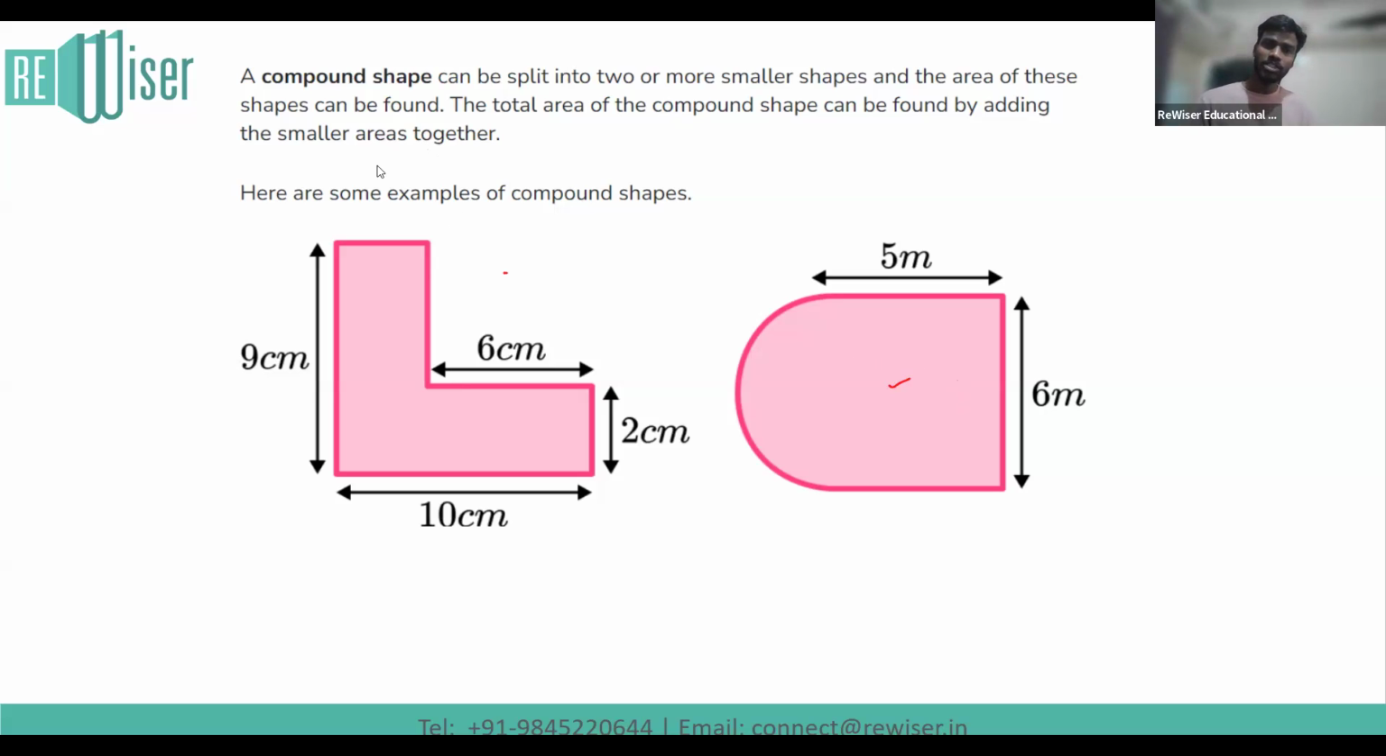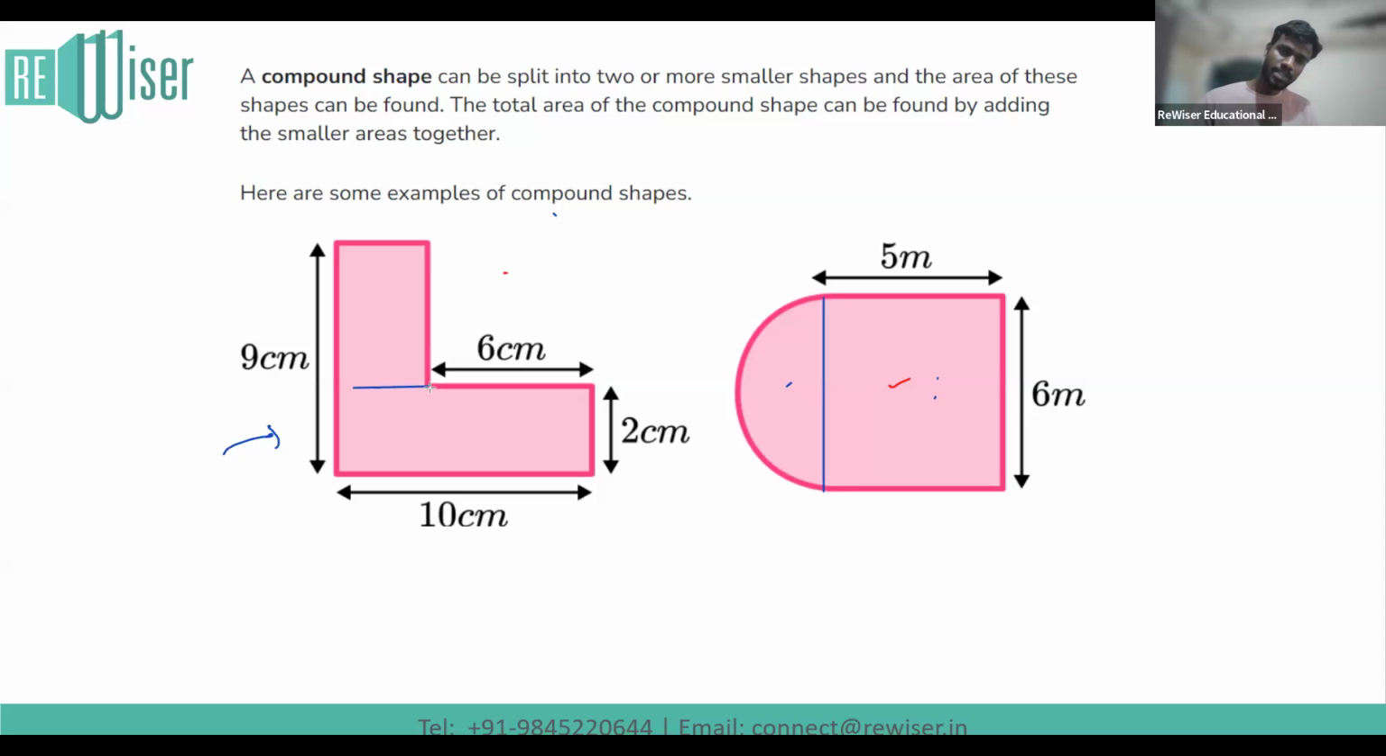What are the two compound shapes we have? First, Ruchika, the first is a rectangle. Okay, rectangle. Then we have a rectangle and a semicircle, right? Do you know how to find the area of this shape now? The first shape?